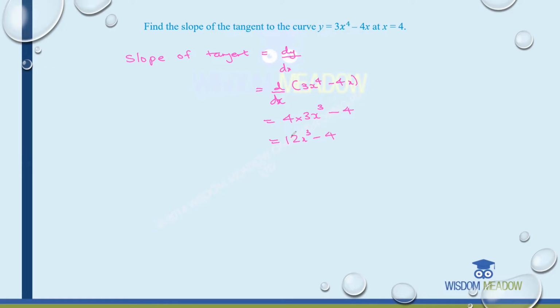Now you need to find the slope at x is equal to 4. Slope of the tangent at x is equal to 4 is going to be 12 into 4 cubed minus 4, where you replace x with 4. 4 cubed is 64, and 64 into 12 gives 768. Then 768 minus 4 is going to be 764. That's how we find the slope of the tangent.